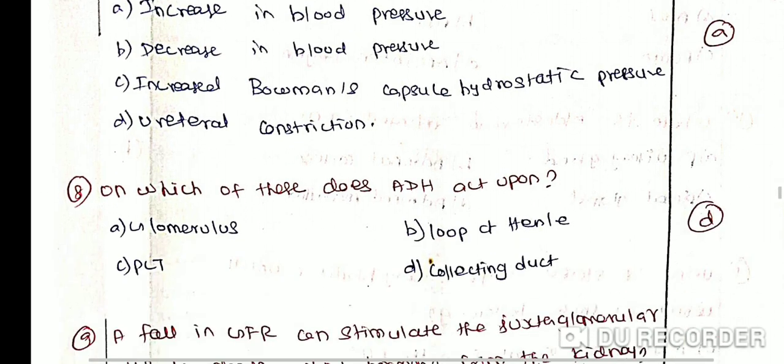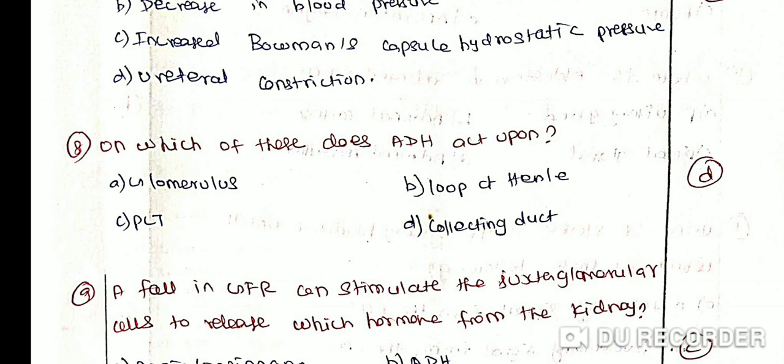Next question: on which of these does ADH act? Option A, glomerulus. Option B, loop of Henle. Option C, PCT. Option D, collecting duct. The correct answer is option D, collecting duct.